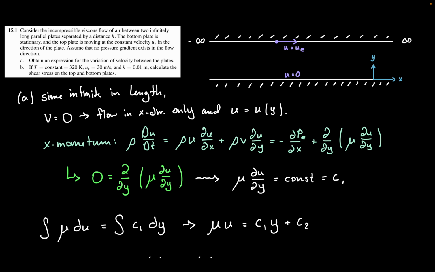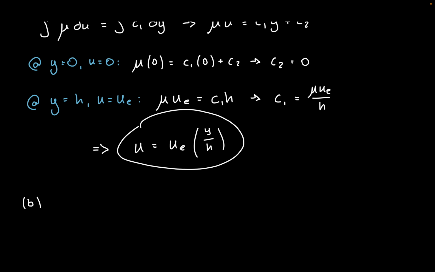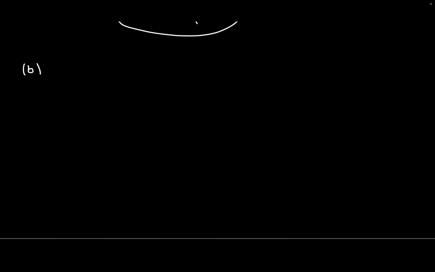So they said if T is equal to constant, so that'll be 320 Kelvin, and then they also give us the edge velocity of 30 meters per second, and they also give the distance between the two plates as 0.01 meters. And with that information, they want us to calculate the shear stress on the top and the bottom plates. So what we can do is start to write out what variables they gave us just as a refresher. So T is going to be 320 Kelvin, and then U sub E is going to be equal to 30 meters per second, and then H is going to be 0.01 meters.